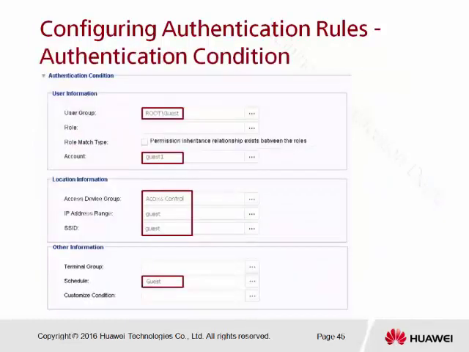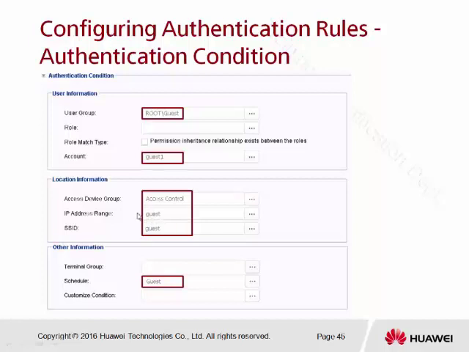Then it will come out here and tell you right now that this guest SSID belongs to the user group called guest, and the account belongs to guest number 1. If I create a user called guest1 in the guest group, then you can see here they have the location information, access control, the IP range, and they also have the name over here.